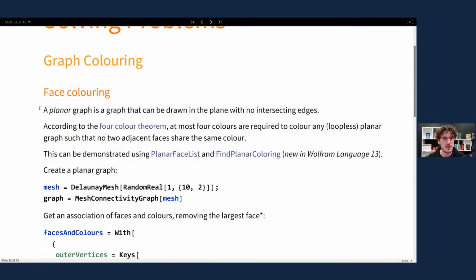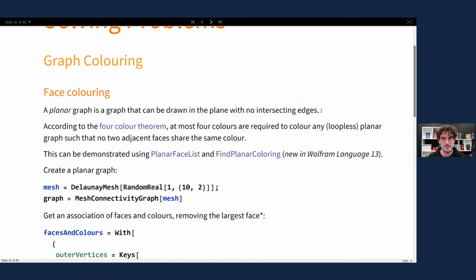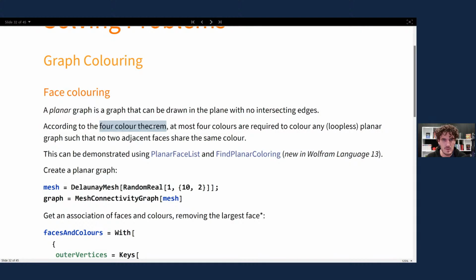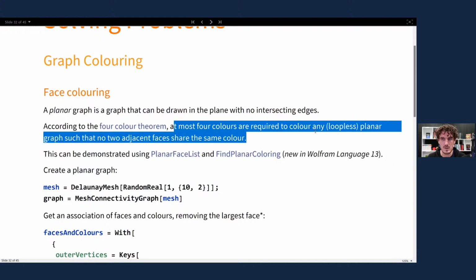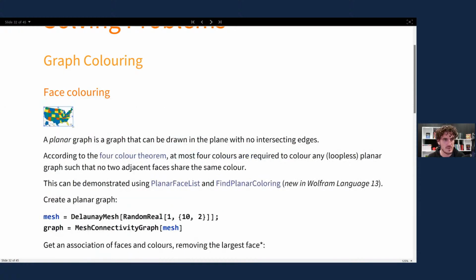So a planar graph is a graph that can be drawn in the plane with no intersecting edges. All right. According to the four color theorem, I believe this is a link to the Wikipedia, at most four colors are required to color any loopless planar graph such that no two adjacent faces share the same color. Okay. Here's an example of the United States as a four color map, which is quite cool.